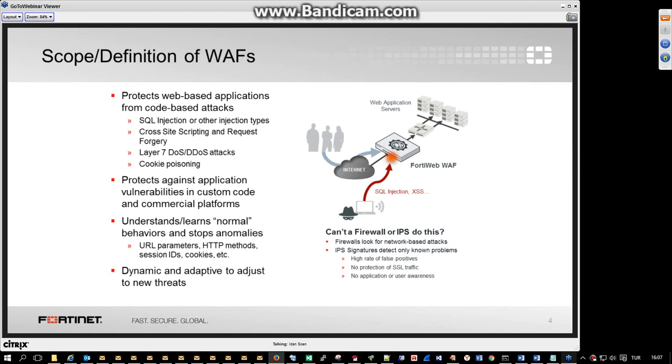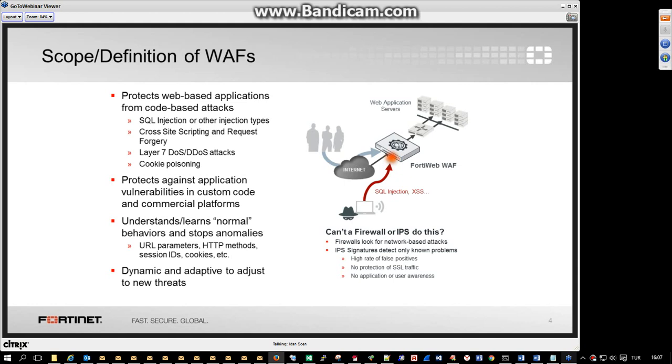And I'll talk about that later on. Another important thing about a WAF is that it needs to be dynamic and adaptive to adjust to new threats, but also to changes to web applications. The dynamics of web applications, if you look at DevOps and so on, you'll see that web applications obviously change throughout the time. New URLs, new parameters are being introduced by the development team. That means that the WAF needs to adapt its profile to it. So that's another very important feature of a WAF.